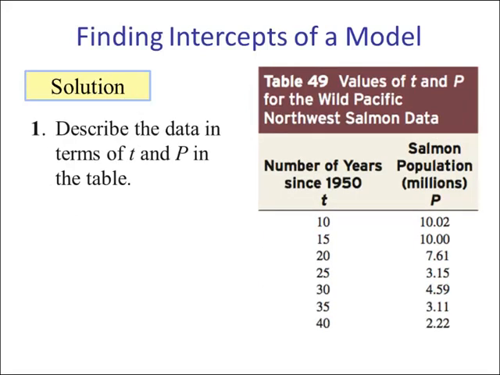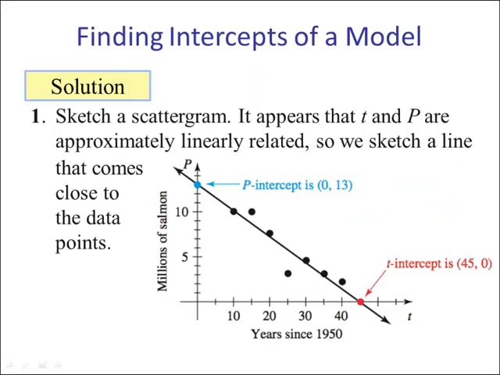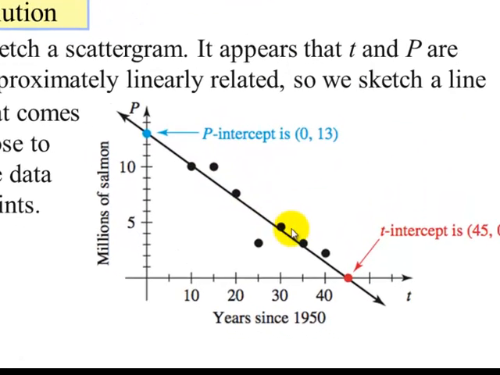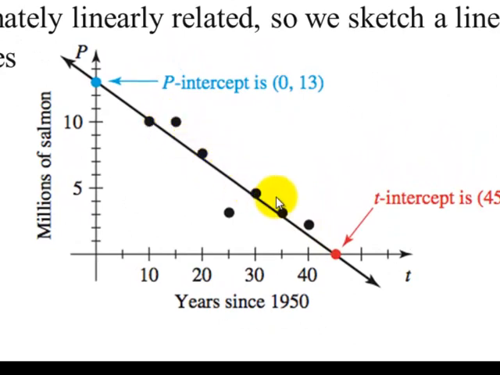So number 1, describe the data in terms of T and P in the table. So for 1960, T will be 10, 1965, T is 15, and we have the corresponding P values. We sketch the scattergram, and according to the scattergram, there appears to be a linear relationship between T and P.